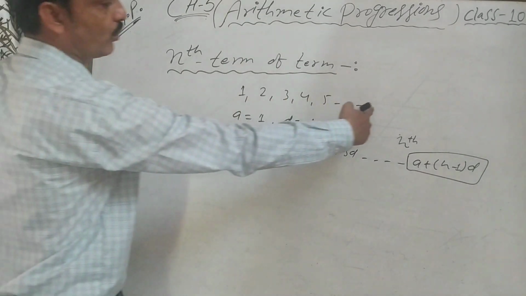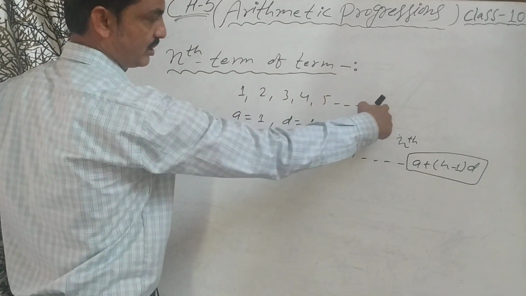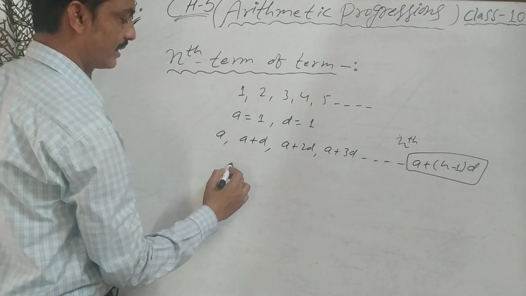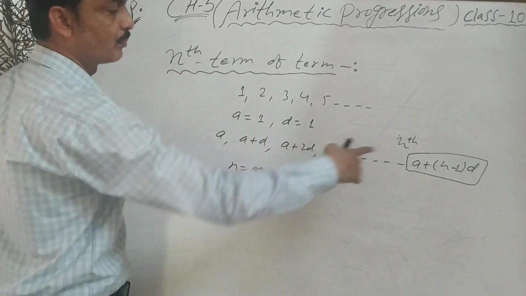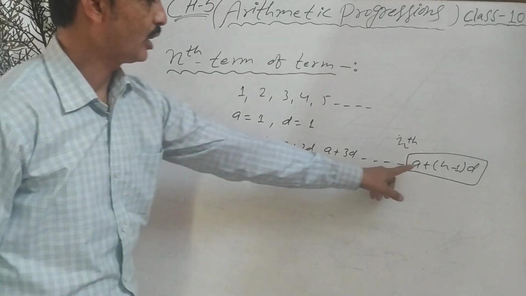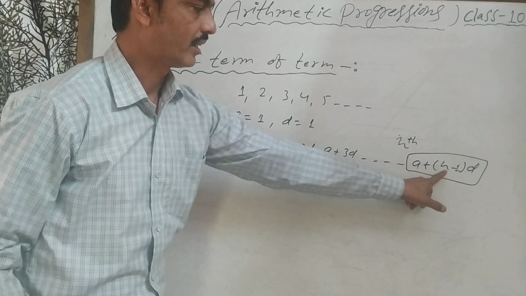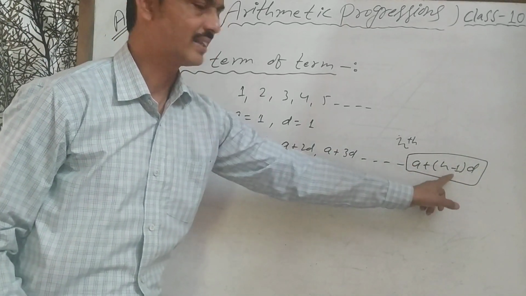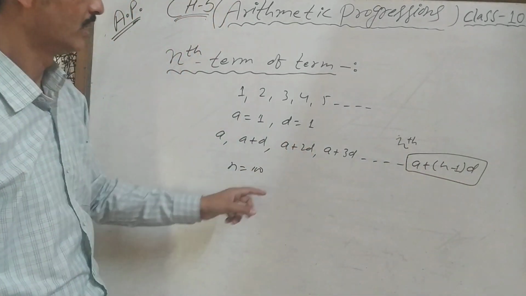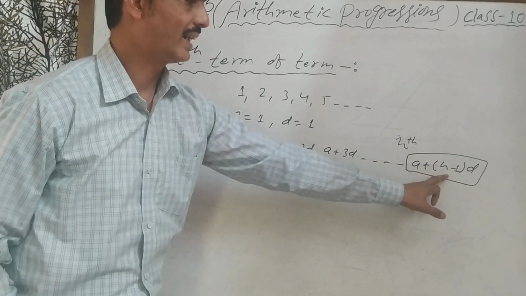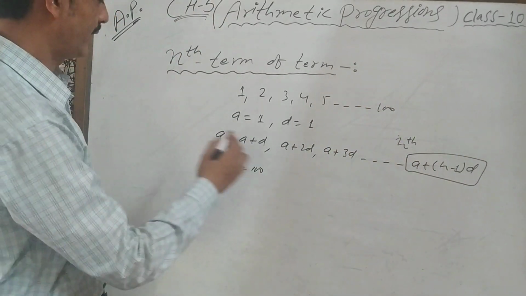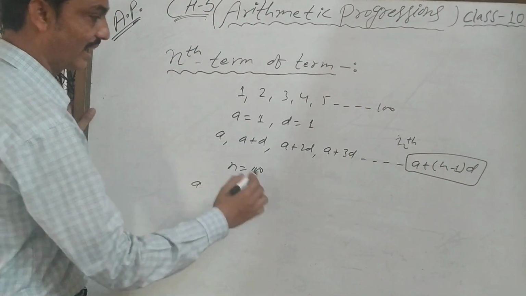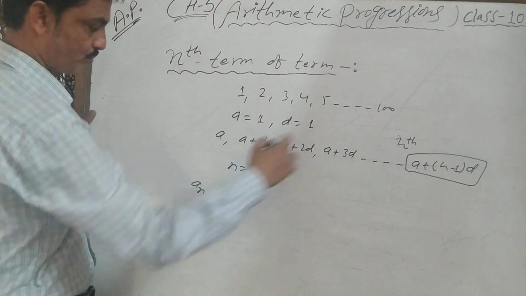If we need to find the 100th term here, it is simple. What is N? 100. A is 1, D is 1, N is 100, put the values here. A plus 100 minus 1, A plus 99D, D is 1. So 1 plus 99 is 100. So A100. Generally we read it as AN, right?